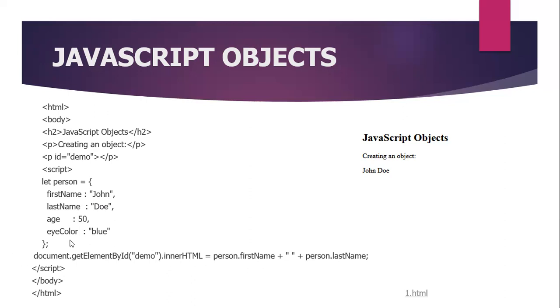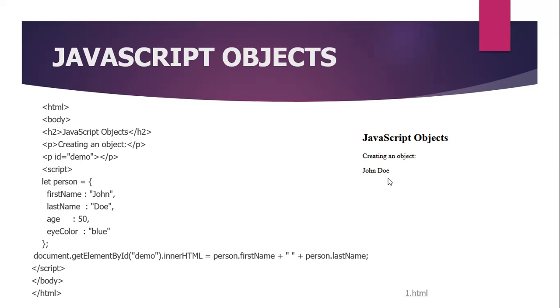Then to print this value in the HTML web page, I'm giving the command document.getElementById, by ID. I'm using the ID demo. So demo is the ID for the paragraph tag, dot innerHTML is equal to. So using this one, I am pasting this value in the HTML web page. person.firstName plus space plus person.lastName. So person is the variable, I mean object. So using the person object, the first name will be the key. First name value is John.